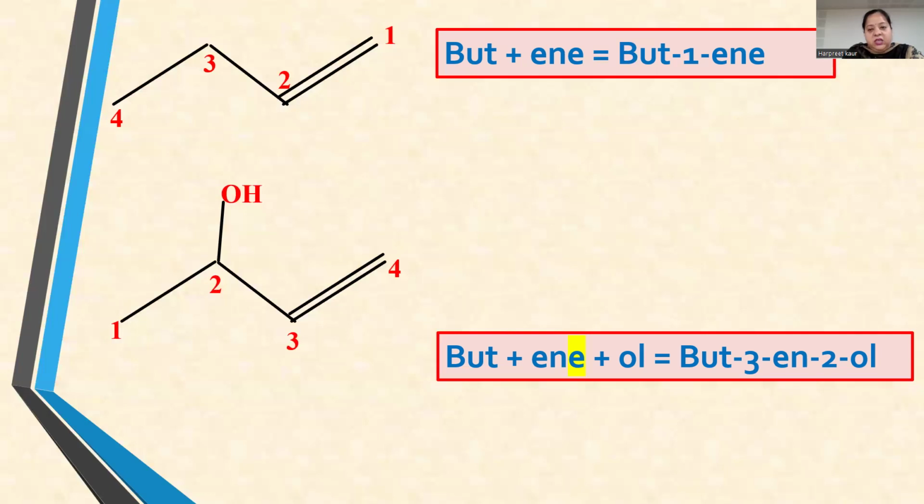So in the first case, ene is at position number 1. In the second case, ene is at position number 3, sorry. And here also you can see I have highlighted the E here. Why has E been highlighted here? Because when we write the complete name, ene plus ol, the E of ene must be omitted. So it is but-3-ene-2-ol, and ene is without E. In the first case, when it is at the terminal position, it is with E. In the second case, it is without E.